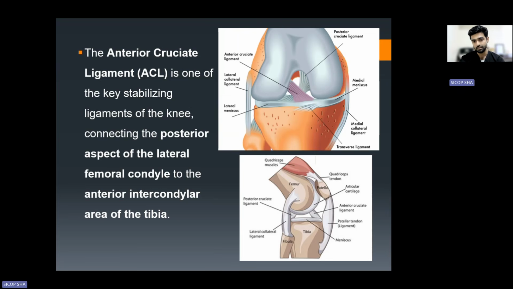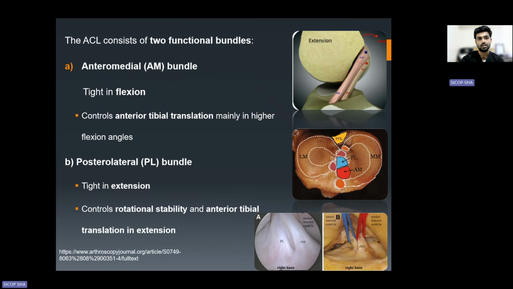Now there are multiple ligaments. We can see the ACL, PCL, MCL, and the LCL. So this is just a briefing about the anatomy of the knee. Now the ACL has two bundles: the anteromedial bundle and the posterolateral bundle. Why are these two bundles important? Because these two bundles have different functions.